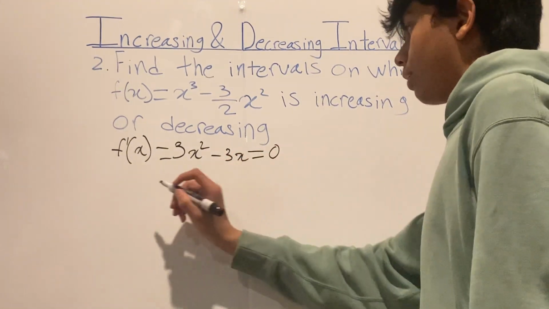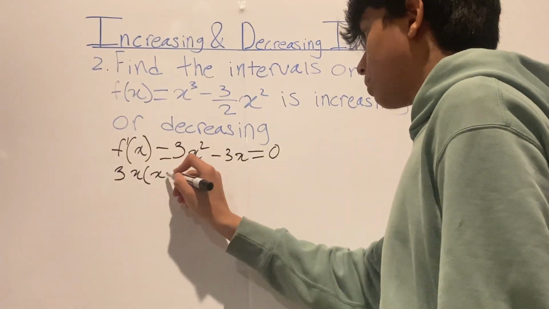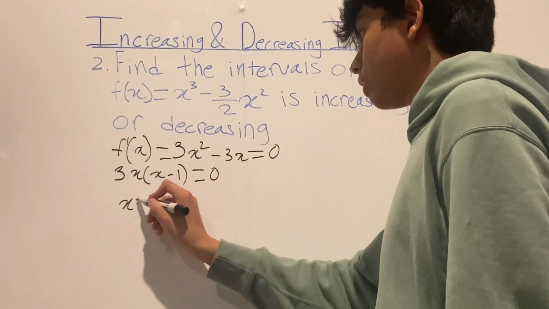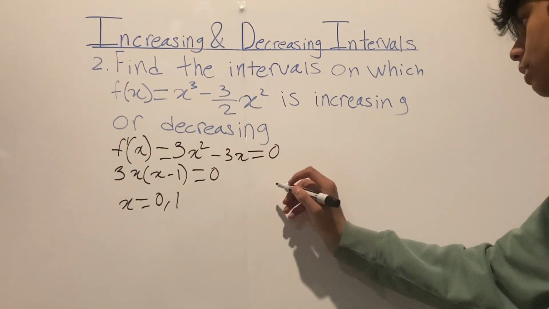Now we can factor out 3x, and this just becomes x minus 1 equals 0. So now we know that x equals 0 and 1. Now let's put this into a sign diagram.